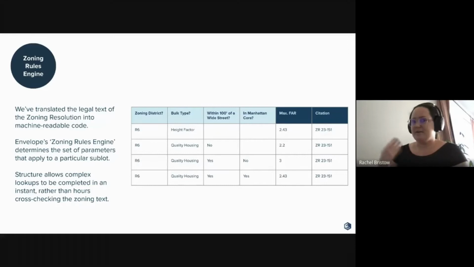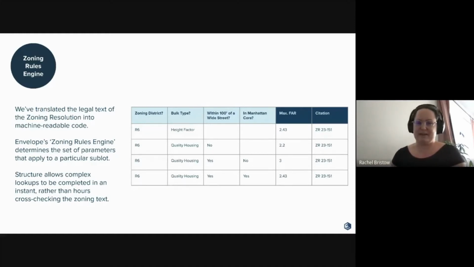So the app very quickly runs through all of these options and matches on the most specific value that applies to your particular site. That gives you your maximum FAR value and a citation, which links back to the zoning text. This is just one parameter that we look at for one district.